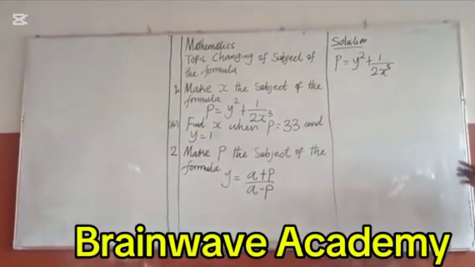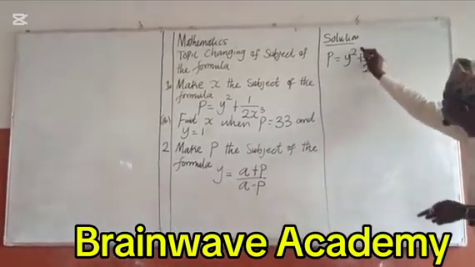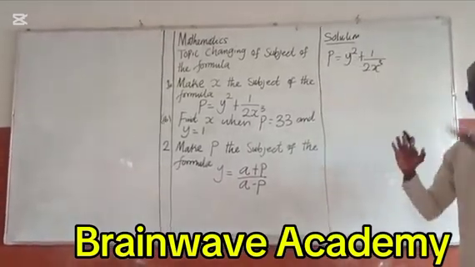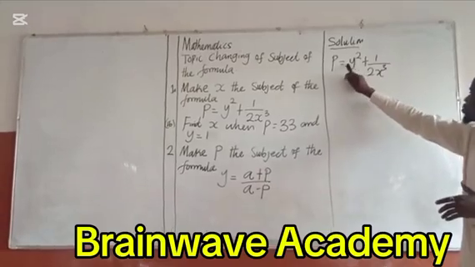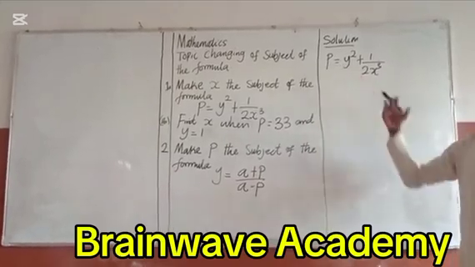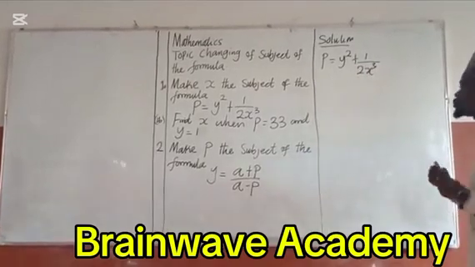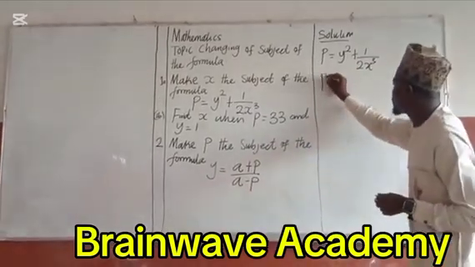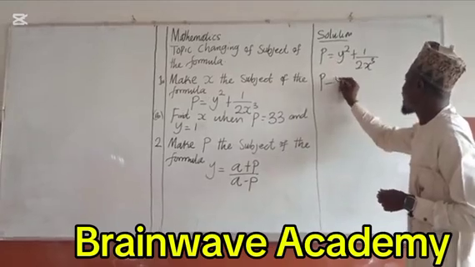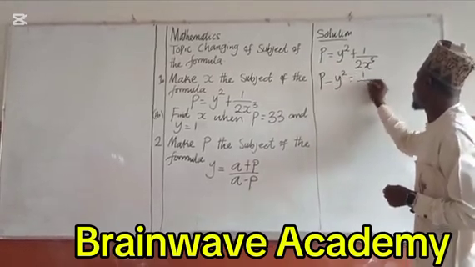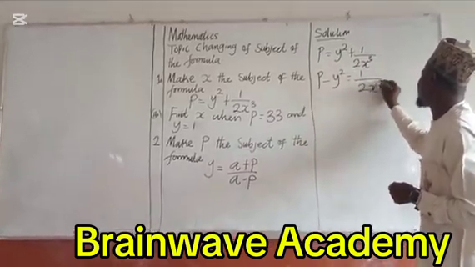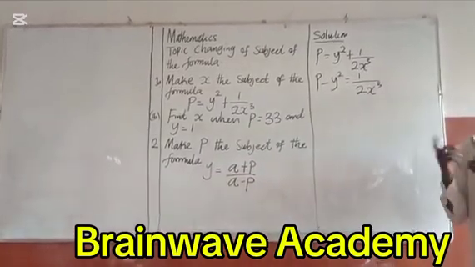The first thing you should do is take away this Y square. You take it to the other side. As you can see, there's no sign at the back of this Y square, which means it's plus. If you take it to the other side, it changes to minus. That's the first thing you have to do. Which means you have P minus Y square is equal to 1 whole over 2S cubed. As you can see, we have now removed one force.